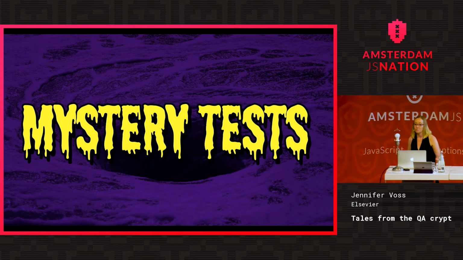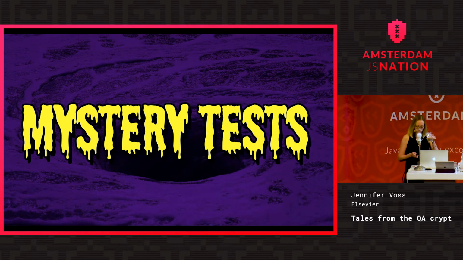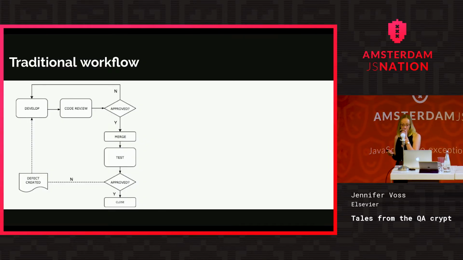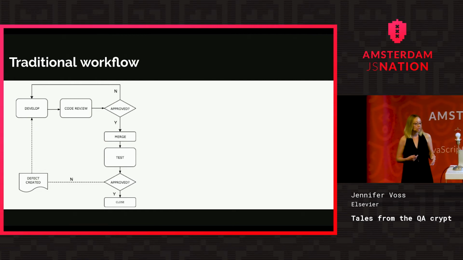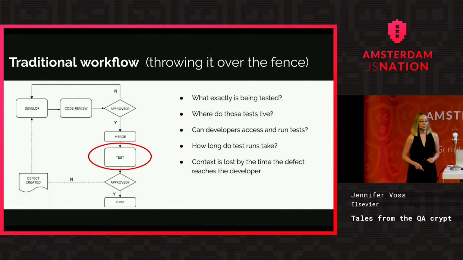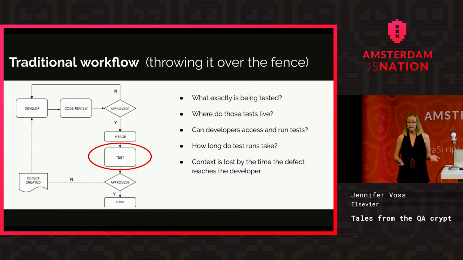The next thing that we're going to talk about is mystery tests. I've often found that in a traditional workflow like this, you develop some code, it goes through code review. When it finally gets approved and merged into some environment, that's the point at which it goes into testing. And if there's a defect found, by the time it gets back around to the developer, the context is lost because they've already started to work on something else because of this separation between dev and QA. So I call this the throwing it over the fence workflow. The developers really don't know what's being tested because they don't have access to the tests. It's a mystery. They don't know where those tests live or how long they take to run. And the context gets lost by the time it comes back to the developer.